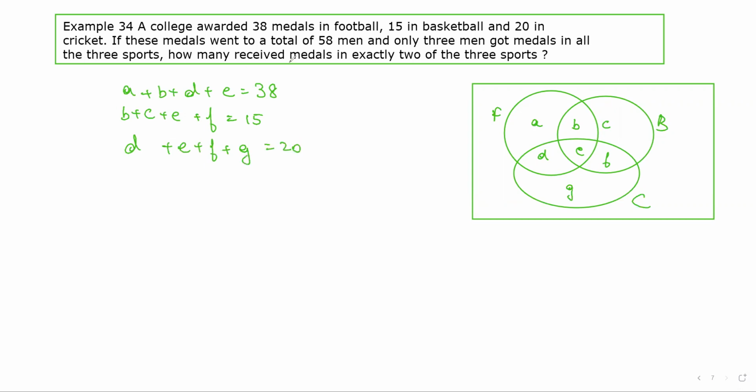If these medals went to a total of 58, what is 58 given to you? 58 is the total medals, which means N of F union B union C. This value is 58. This value is N of F. This is N of B. This is N of C. And N of this one is all the values A plus B plus C plus D plus E plus F plus G.